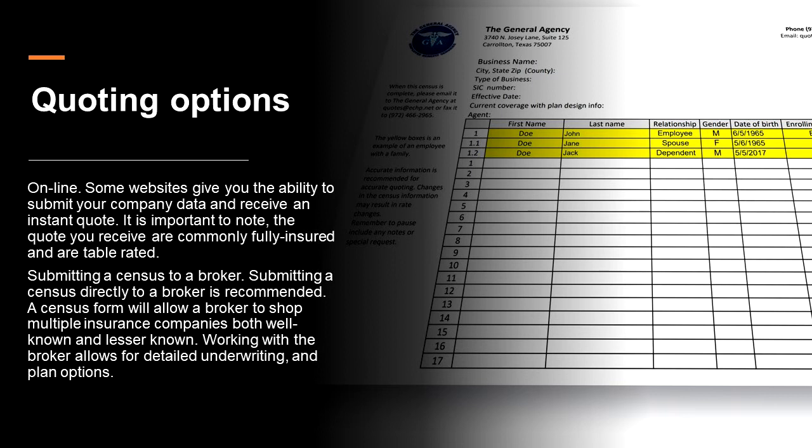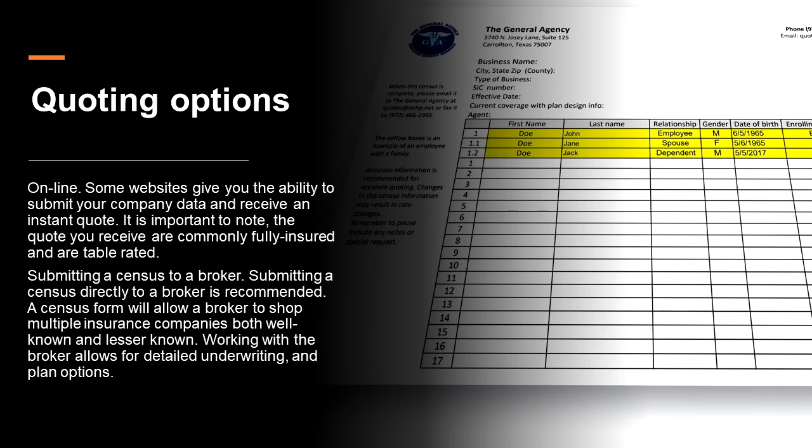Quoting options. What to consider when requesting a quote. Online. Some websites give you the ability to submit your company data and receive an instant quote. It is important to note, the quotes you receive are commonly fully insured and are table rated. Since the Affordable Care Act has removed medical underwriting from the quoting process, the rates are set. Also common are lead generation sites. These sites gather information and sell it to agents and brokers. We recommend finding a knowledgeable broker that understands your company's needs.